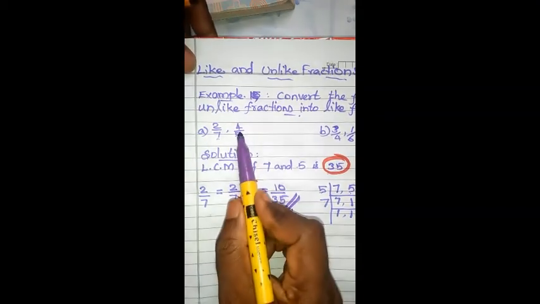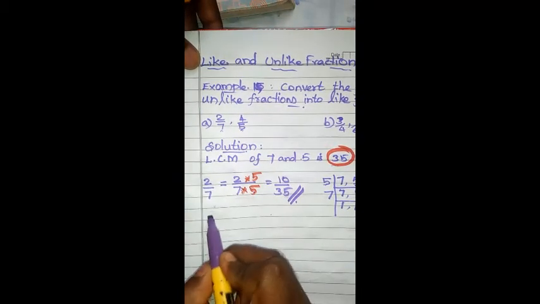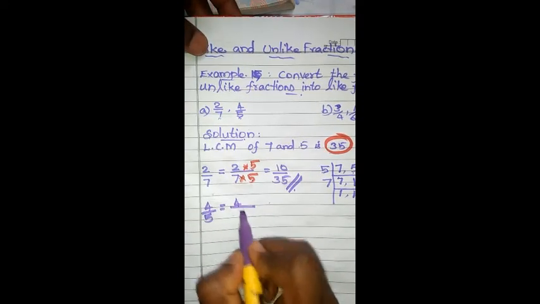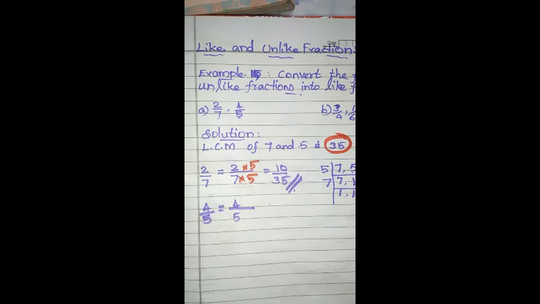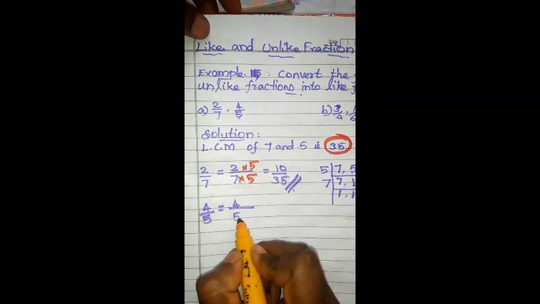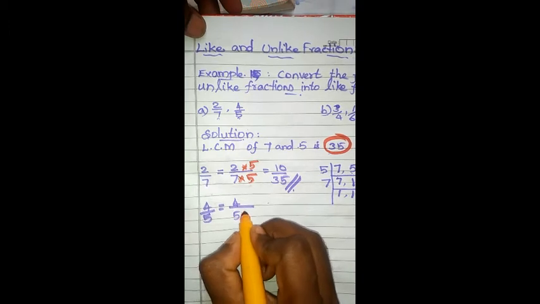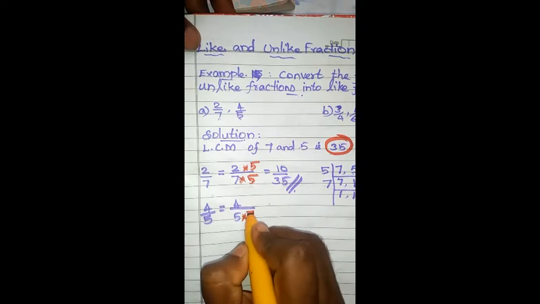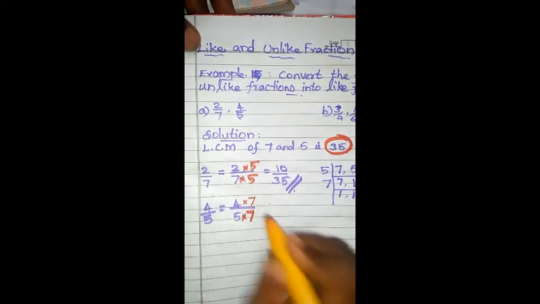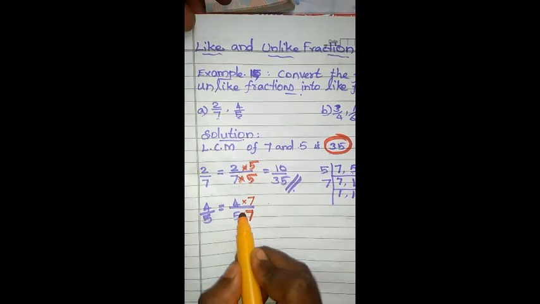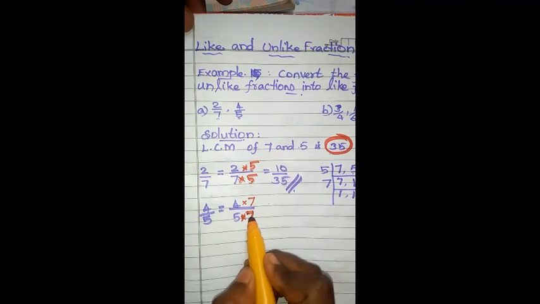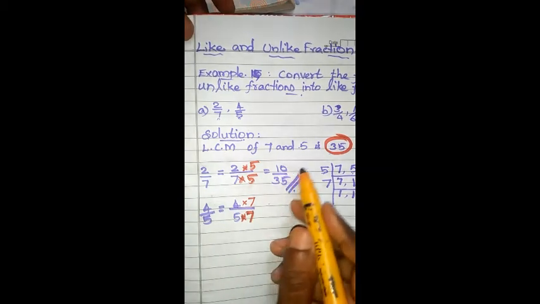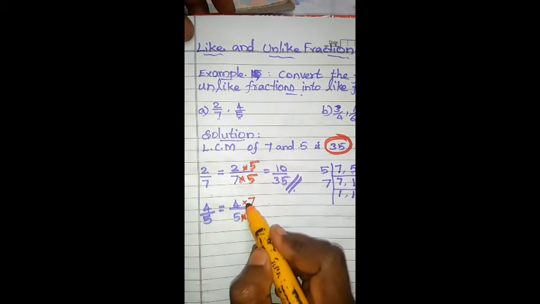And now I take the second fraction, 4 by 5. 4 by 5 is equal to, see, the 5 table, we use the 5 table. So 5 7s are 35. We know, right? So multiply the numerator by the same 7. Correct? 5 7s are 35. Multiply by 7. Then multiply the numerator by the same 7.